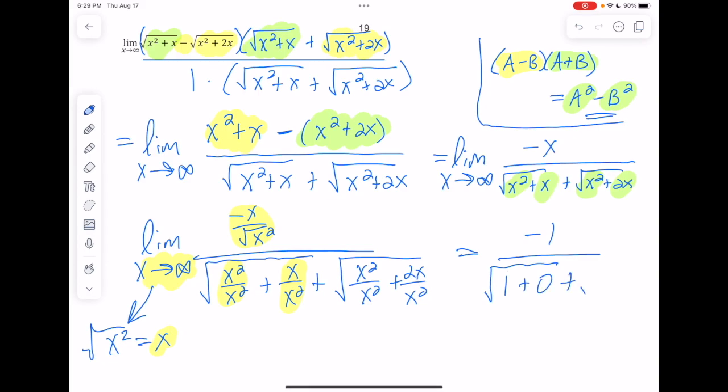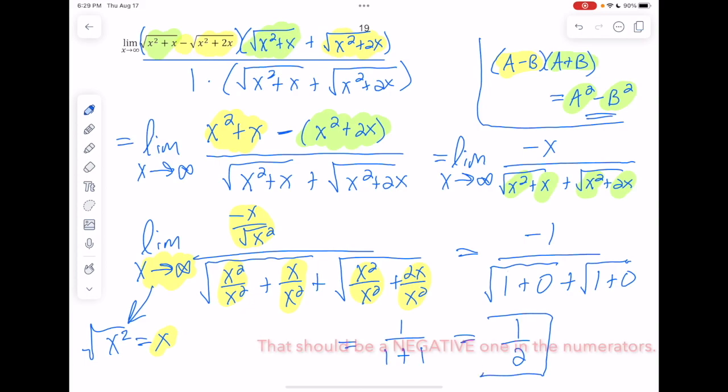And then same thing in the next two. Do those a little quicker. This piece is going to 1, that piece is going to 0. So we get another 1 plus 0. So what do we end up with? Negative 1 over the square root of 1, which is 1, plus another square root of 1, which is 1. So 1 over 2, which is 1/2.